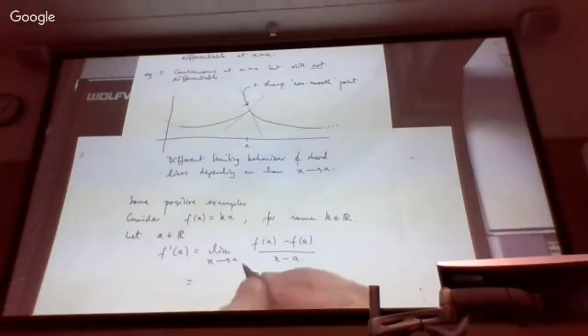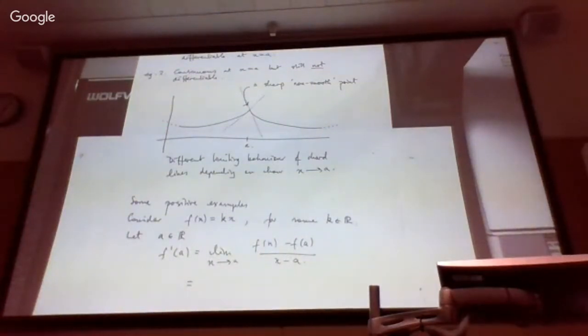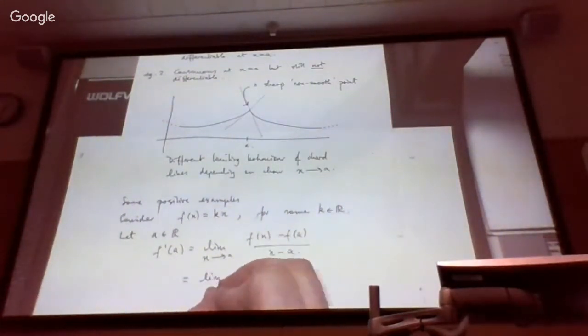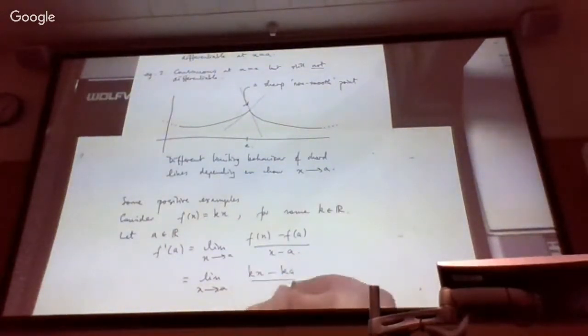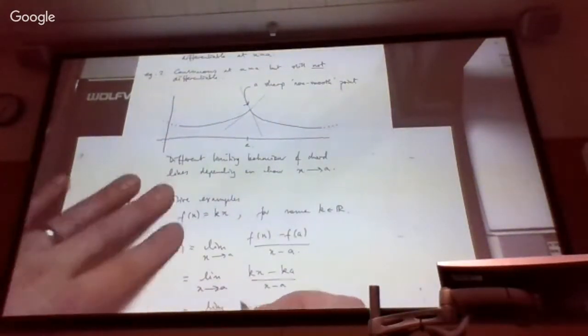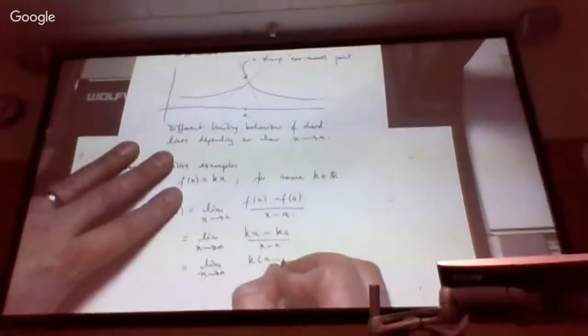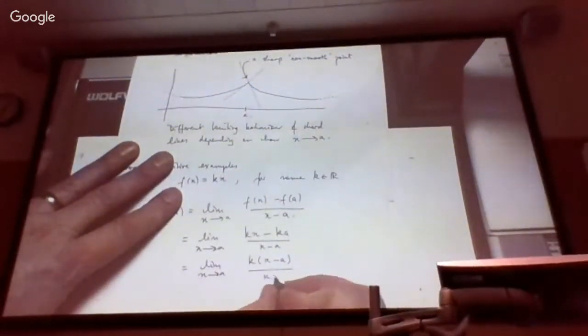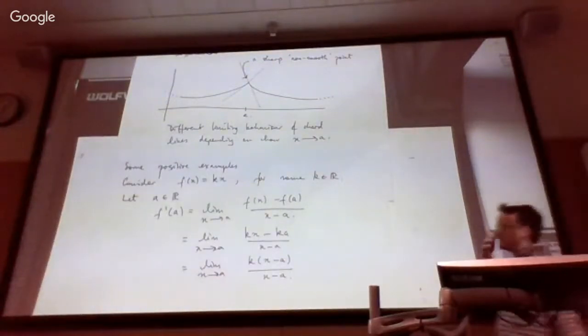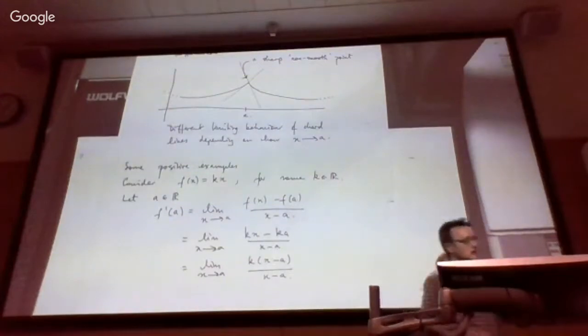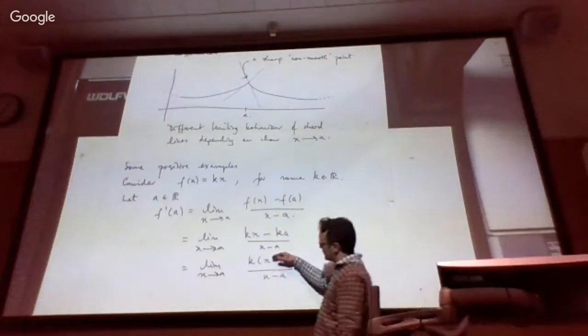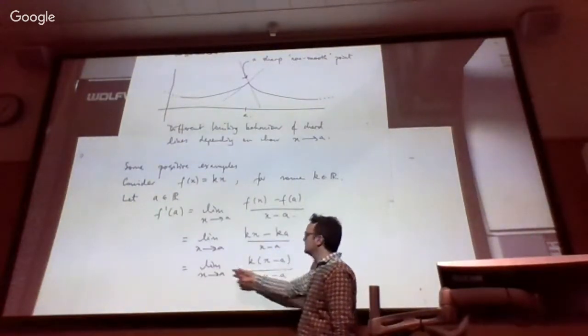So that's the definition. Now we have a definition for this particular function f. So this is the limit as x approaches a of k times x minus k times a over x minus a. Which of course you can see how this is resolved. You can factorize the numerator. And what we're doing is we're taking the limit as x approaches a of k times x minus a divided by x minus a. Now you can't use the algebra of limits theorem yet because both the top and bottom are approaching 0 as x approaches a.